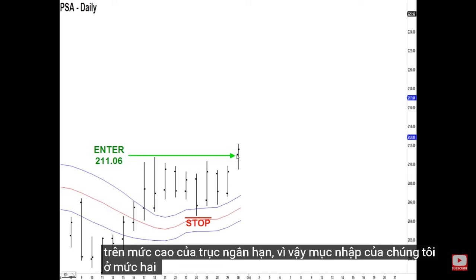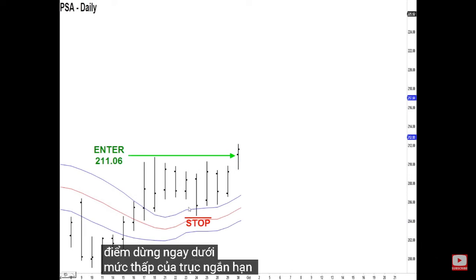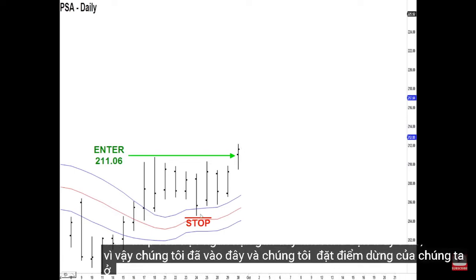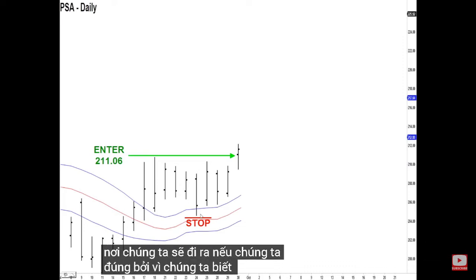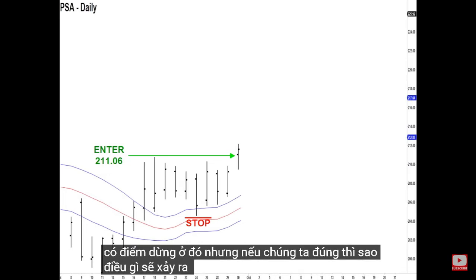So our entry is at 211.06, and we placed our stop just below the most recent short-term pivot low, as you see there, okay? So we entered here, and we place our stop here. Now we have to figure out where we're going to get out if we're right, because we know where we're going to get out if we're wrong. We already have our stop there. But what if we're right? What if the stock takes off?